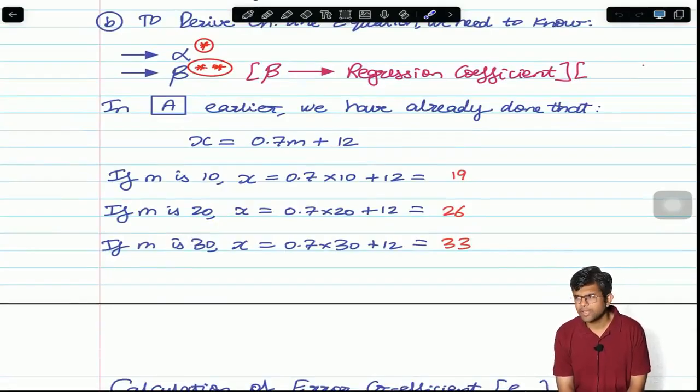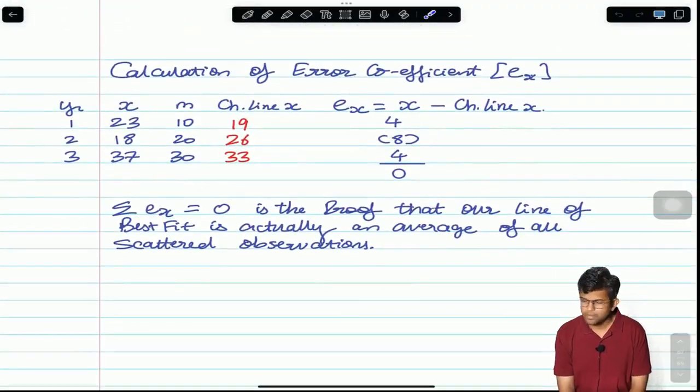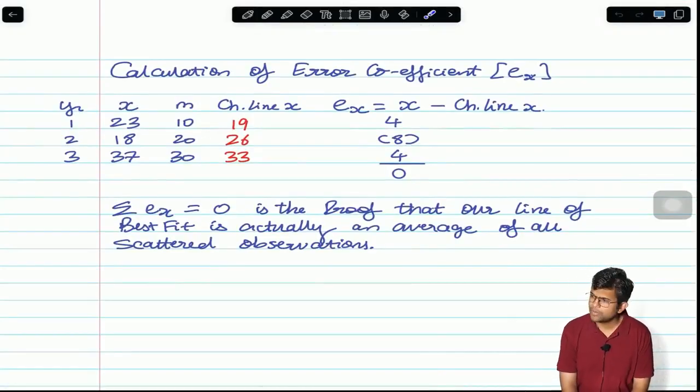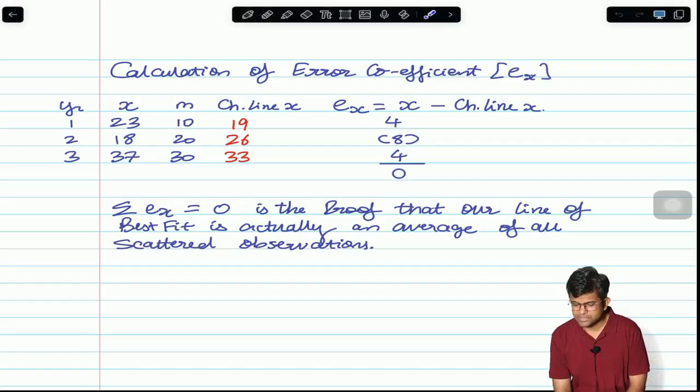And then I told you, if this relation is to be followed, then when m is 10, x should have been 19. When m is 20, x should have been 26. When m is 30, x should have been 33. Calculation of error coefficient. Error, you understand everyone? Error is the difference between actual x and the x as per the characteristic line equation. That is the error. The summation of the errors is 0. Everybody clear? Summation of errors is 0.